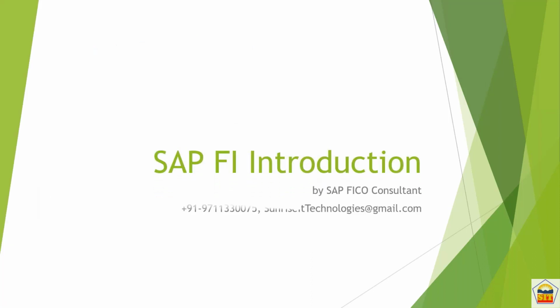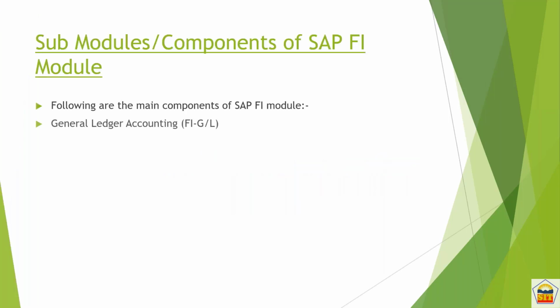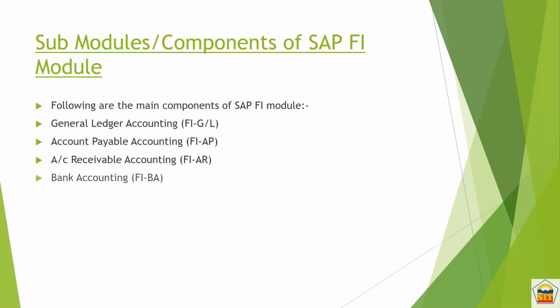Now we can come to the FI part. Actually, that was an overview of SAP. Now we will be covering the FI part, and within the FI, what do we have? We have the components, and the main components we follow in the SAP FI module are general ledger accounting, account payable accounting, account receivable accounting, bank accounting, and asset accounting. For each of these components, we'll see what type of information we can process.